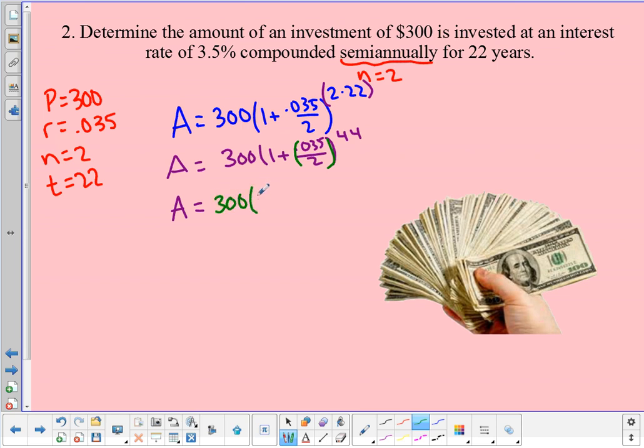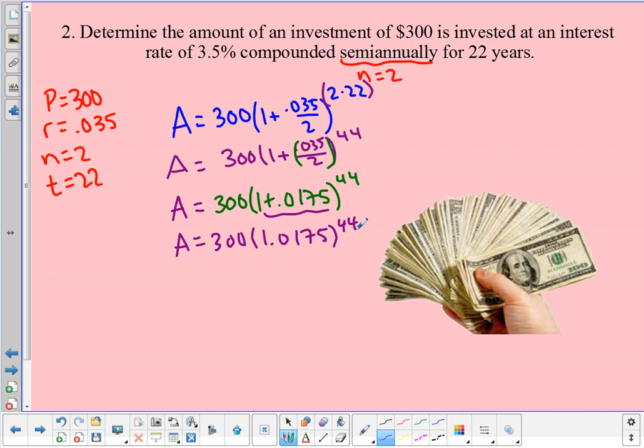So 0.0175 to the 44th power. Then I need to add, I'm still inside the parentheses. I haven't finished that yet. So then I need to add these two together. So all I'm going to do, since I left that 0.0175 on my calculator screen, I'm just going to hit plus 1. And I have 300 times 1.0175 to the 44th power.